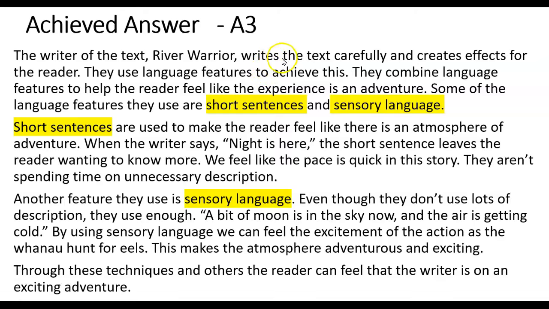And so if I was to go more direct, I'd say writes the text carefully and creates an atmosphere of adventure for the reader. And then furthermore, you would want to talk about what these features are. And so I've talked about short sentences and sensory language. I developed short sentences here in paragraph 1, paragraph 2, sensory language, and then finally I've talked about this. Throughout, I've repeated the key words: atmosphere, adventure. You'll see that through that. And so repeating those key words to ensure that your answer matches the question is a really key strategy for an easy win.